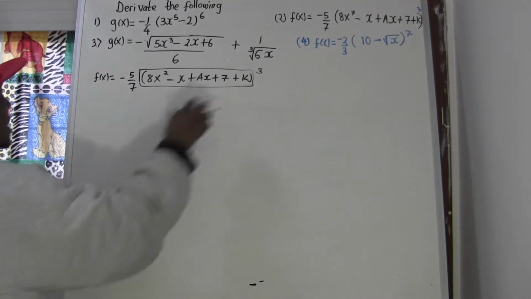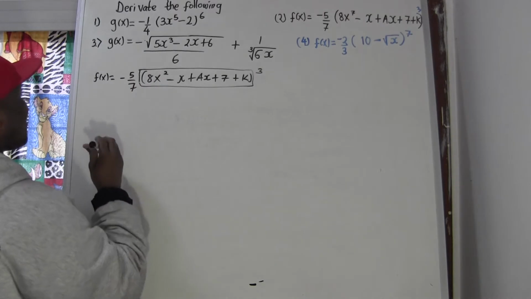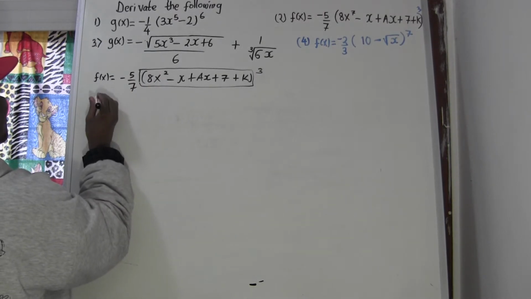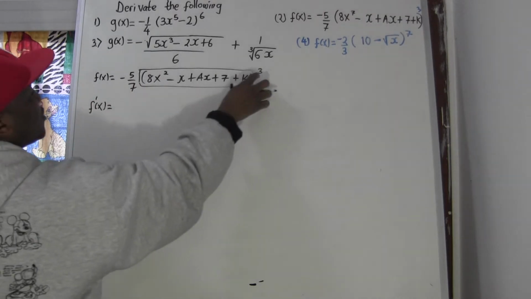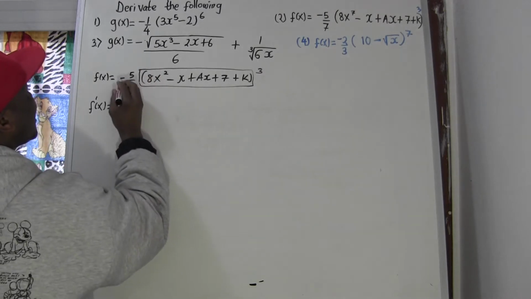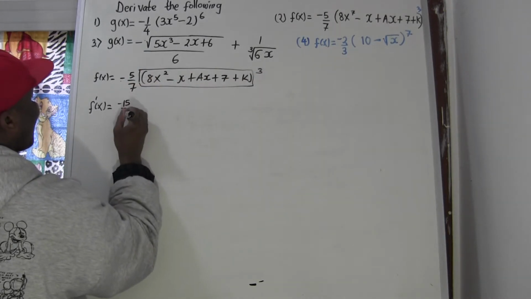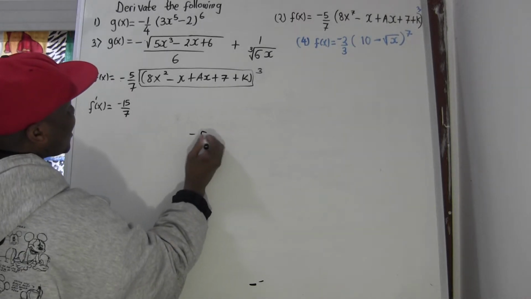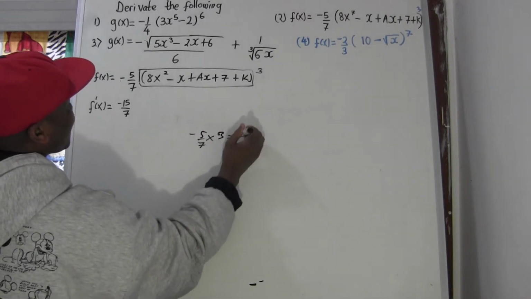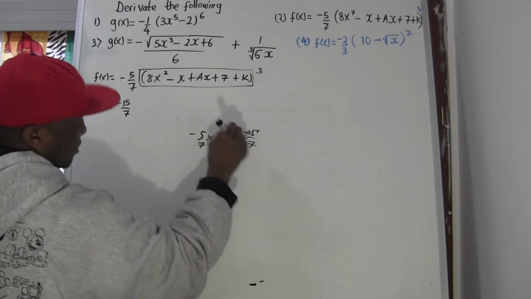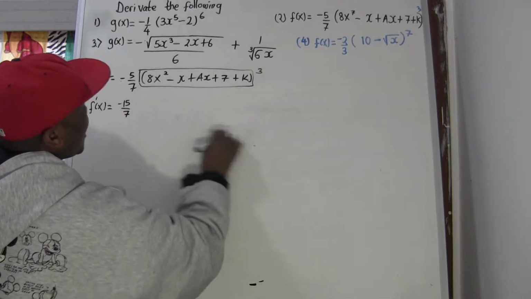Now what we're going to do: take this power and multiply by whatever is at the back. So f prime is equal to 3 times that. Negative 5 times 3 is negative 15, so it's going to be negative 15 over 7. Or you can put it in the calculator, negative 5 times 3, and it gives you negative 15 over 7. So we got that one.